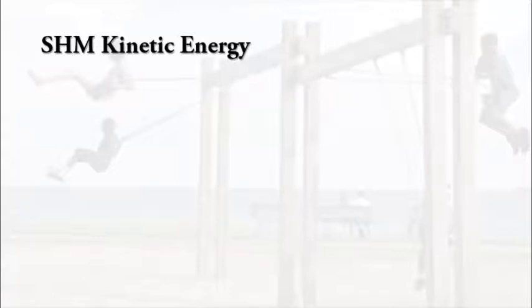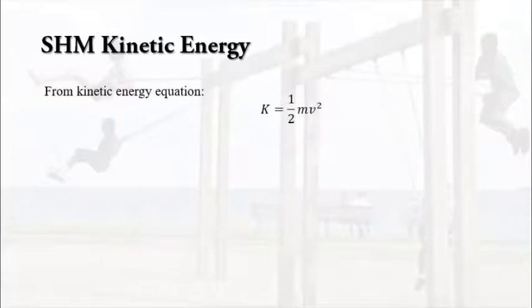Next, we are going to derive the equations for various types of energy. Let us start from kinetic energy. From the kinetic energy equation, we have K equals to half m v squared. In order to derive the kinetic energy in terms of time, you just have to substitute the v in terms of time. If you want to derive the equation for kinetic energy in terms of displacement, then you just substitute v in terms of displacement. So for kinetic energy in terms of time, let us substitute v equals to A omega cos omega t, because this is the v in terms of time.